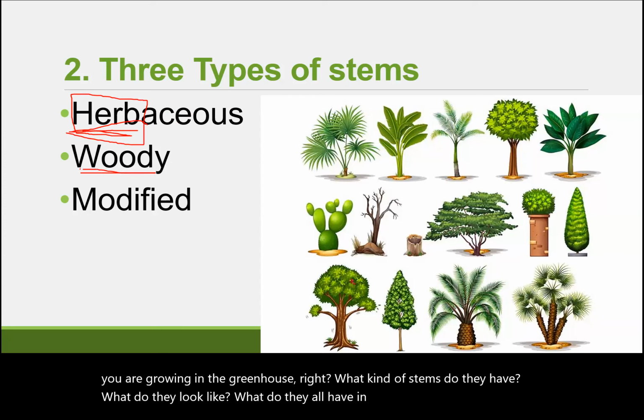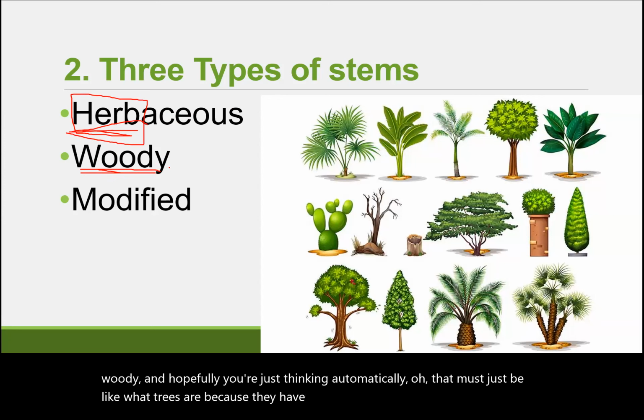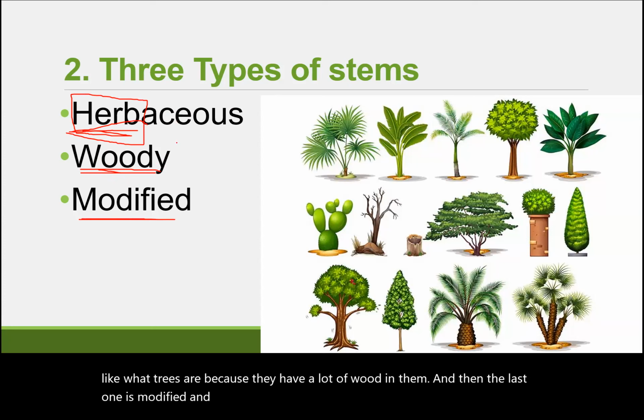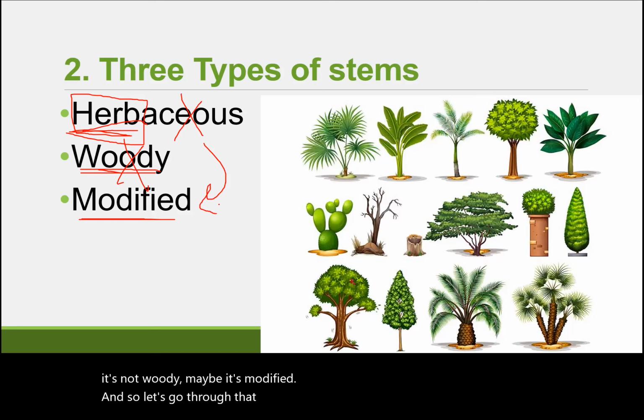Then another type is woody, and hopefully you're just thinking automatically, oh, that must be what trees are, because they have a lot of wood in them. And then the last one is modified. And I'm hoping that you're thinking, well, if it's not herbaceous and it's not woody, maybe it's modified. So let's go through that and see if you're close.